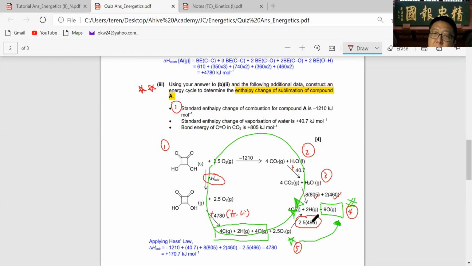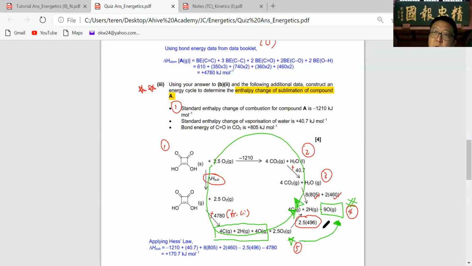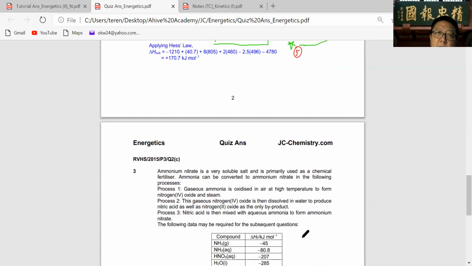Okay, so this part here is quite an interesting way to link up all the energy terms, or to construct this energy cycle. You need to think out of the box, or be very observant. Then you realize that you need one more step here. Okay, 4 to 5. I think this is a missing gap from the energy cycle. Okay, let's go on. Next one.